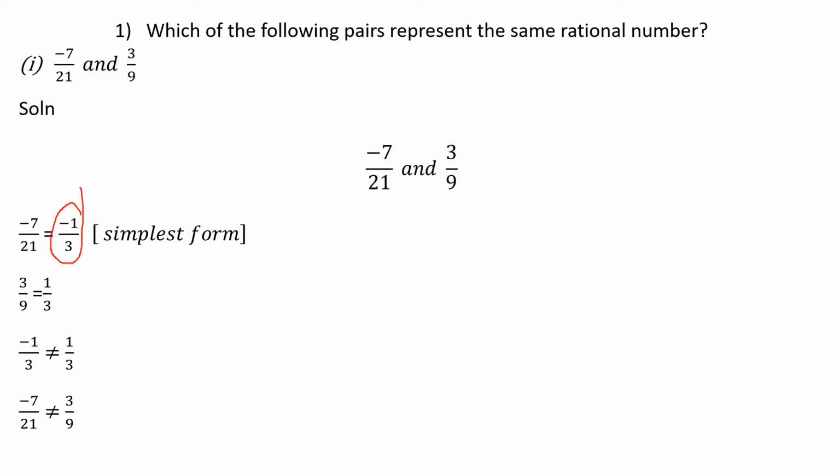Which of the following pairs represent the same rational number? The first pair of rational numbers is minus 7 by 21 and 3 by 9. What will you do? You want to find whether these two are the same rational number or not. So you will cancel and make the two numbers into the simplest form, or standard form, or another name, the lowest form. Just cancel minus 7 by 21 and write it in the simplest form. Cancel it and write.